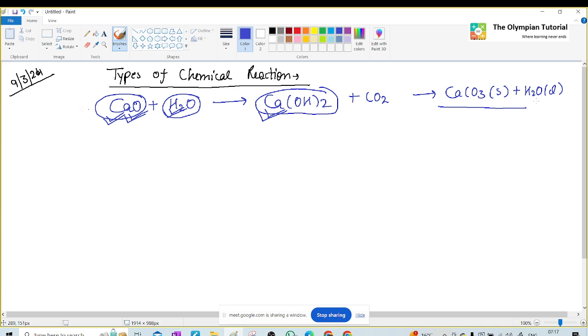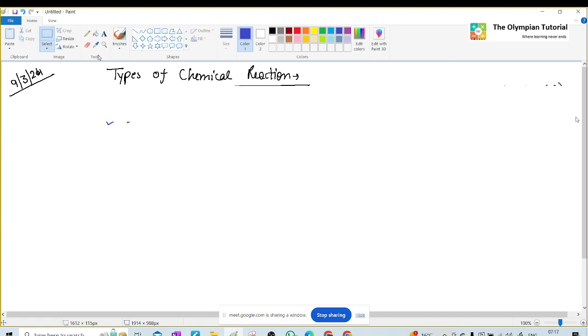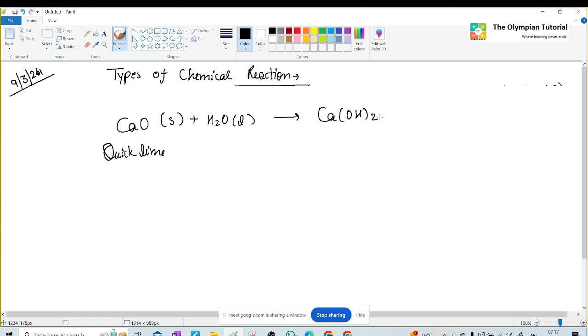Yes, ma'am. Okay. Now, Thanya, we are writing a new topic. Again, you write this equation: CaO, that is quicklime, that is solid, plus H2O liquid, gives Ca(OH)2 aqueous, slaked lime.